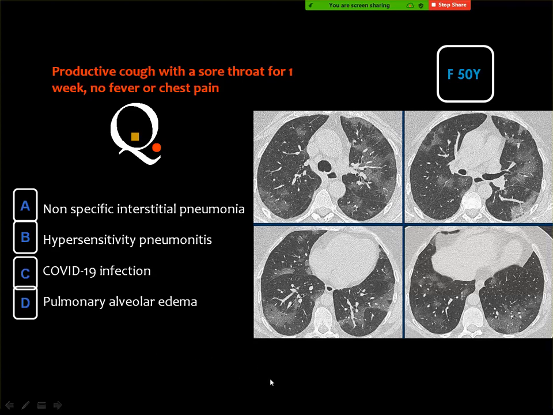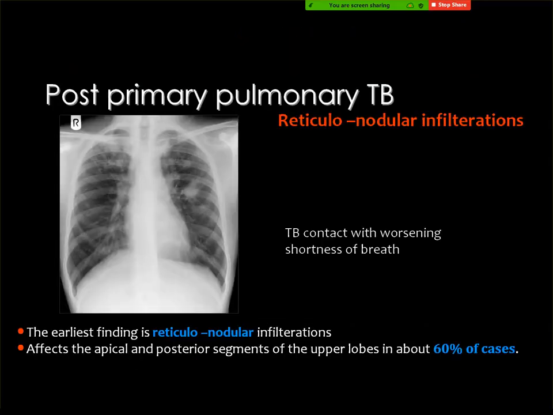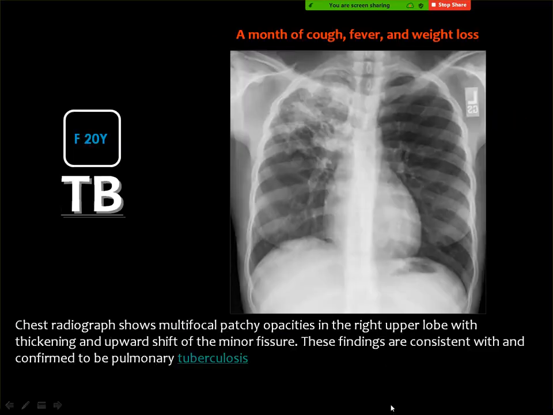Chest X-ray, there is a cavity in the right apical zone. Yes, and there are bilateral cavities. This is a big one, and this is a smaller one, and another one here. Okay, thank you.